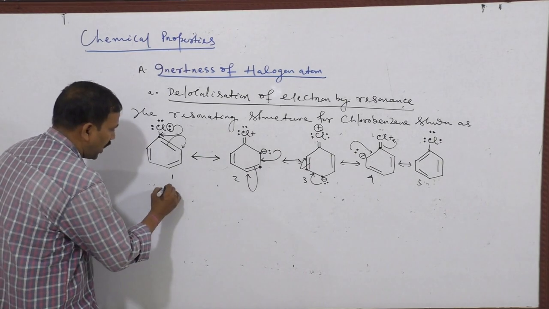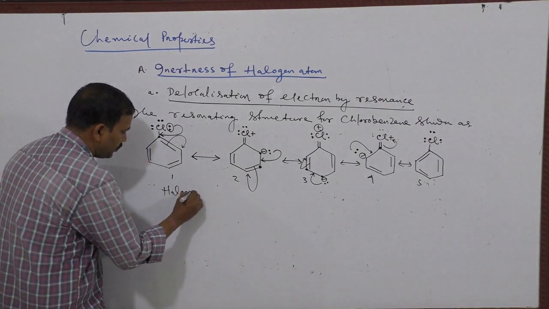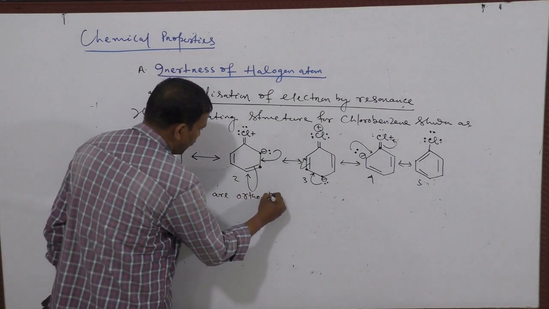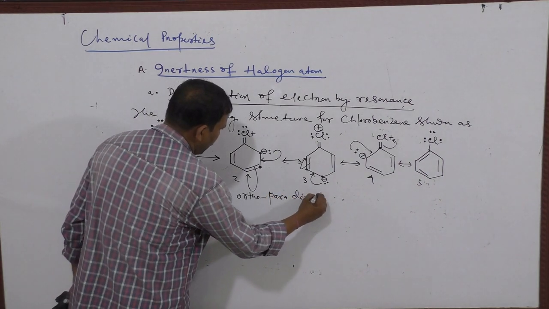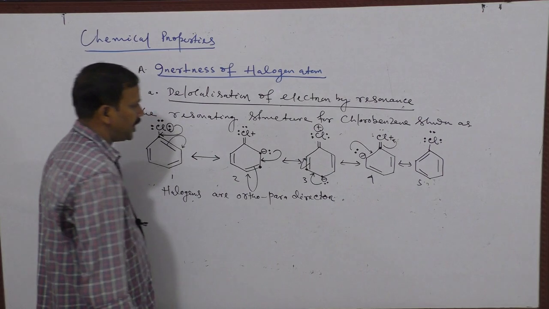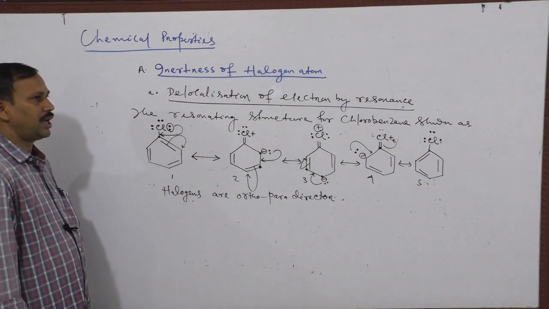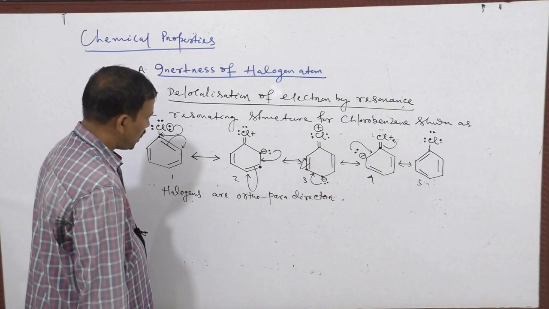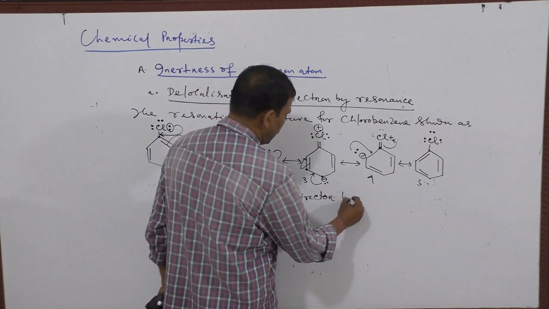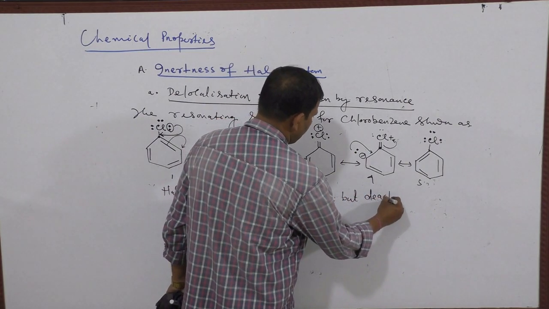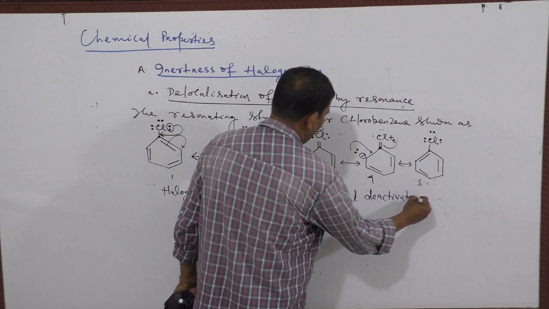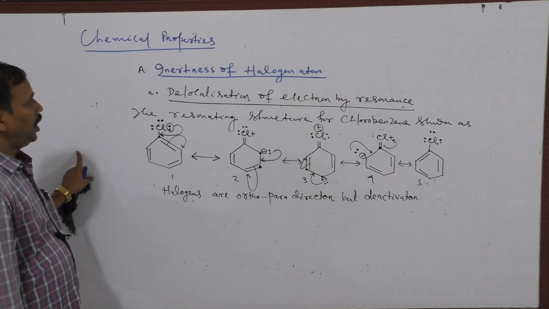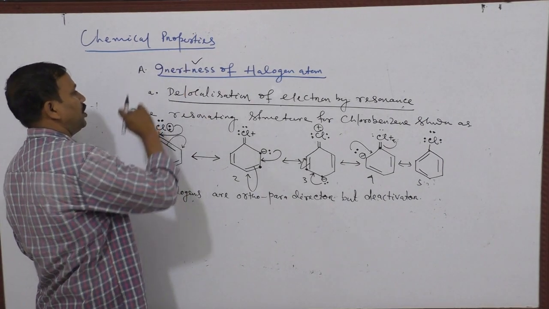Okay, so we know that halogens are ortho para directors. Ortho para director means the resonance phenomenon indicates ortho and para positions are electronically rich, so the electrophile must attack at ortho and para positions. Halogens are ortho para directors but deactivators, meaning the reaction rate becomes slow due to the presence of minus I nature of halogen. Our main topic is inertness.